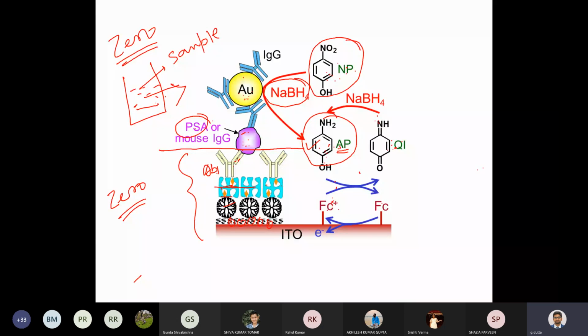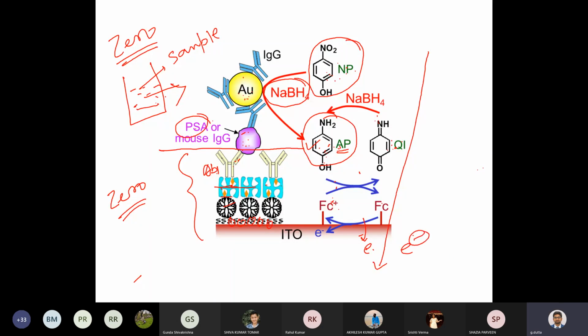This is called a mediator. Why is it a mediator? Because it is actually always unchanged. They are converting like Fc plus to Fc, Fc to Fc plus, like this. Means they are like a kind of catalyst. So they are actually mediating the electron transfer process from nitrophenol to the sensor surface. So the electron is actually transferring from nitrophenol to the sensor surface, right?